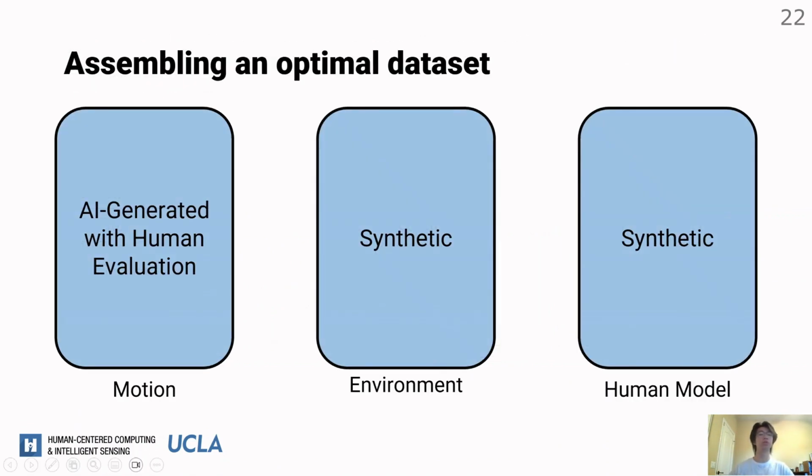From the results of our ablation test, we then assembled WheelPose Optimal, a dataset generated from the best performing parameters found from ablation testing, which include AI-generated motions with the human evaluation metric, synthetic backgrounds, and synthetic human models. This dataset is used to evaluate the efficacy of using synthetic data to fine-tune existing pose estimation models and improve performance.